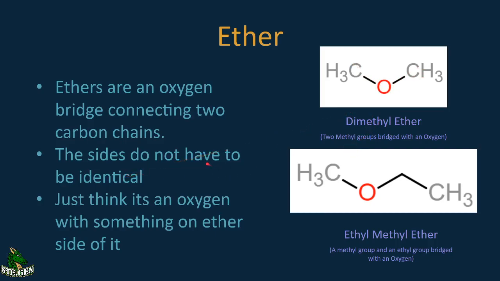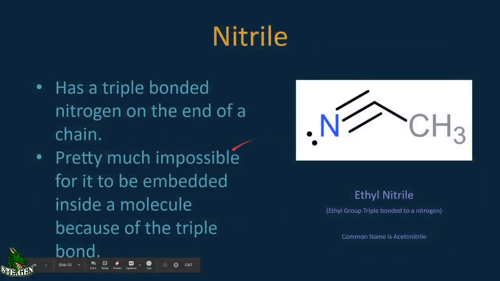The sides don't have to be identical. Just think that it's an oxygen with something on either side of it. So this would be dimethyl ether because it's 2 methyls being bridged by an oxygen. This is an ethyl methyl ether because there's an ethyl on one side and a methyl on the other side being bridged by an oxygen.